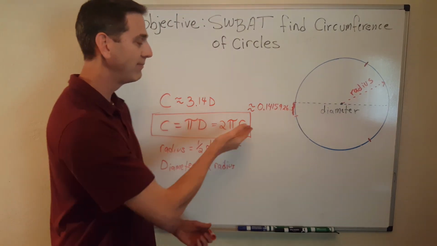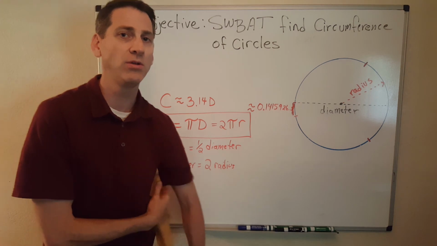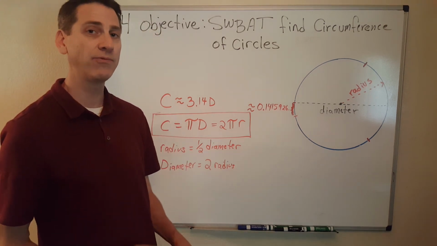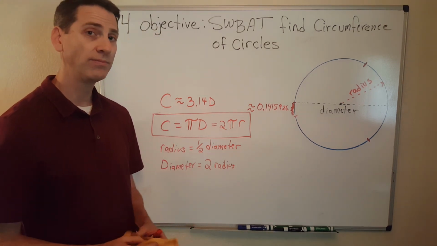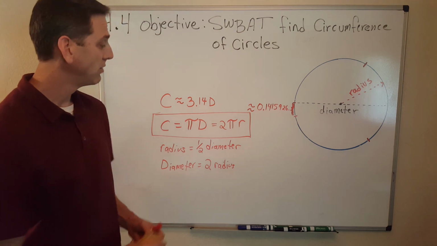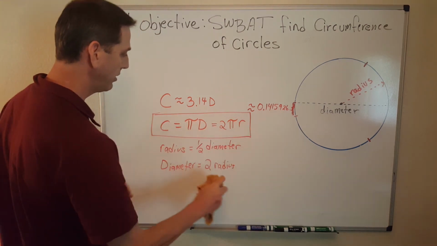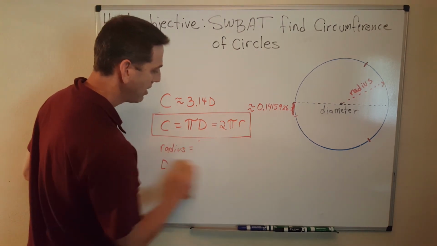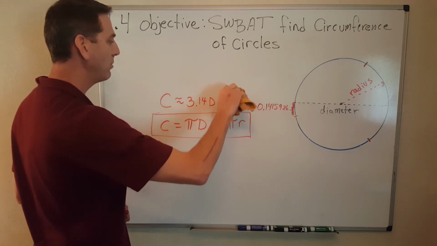Those are my 2 formulas that I can use to find the circumference of a circle. All right? So I'll leave that formula up there. I'll erase everything else. And we're going to try a couple problems.